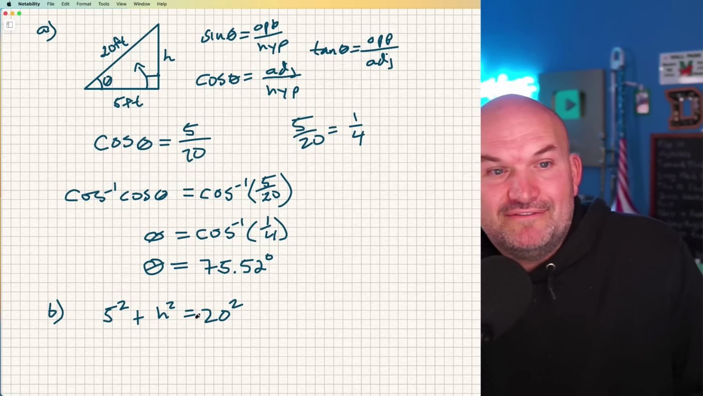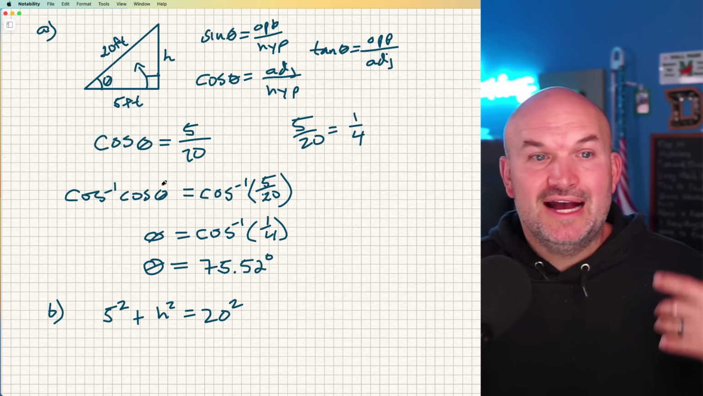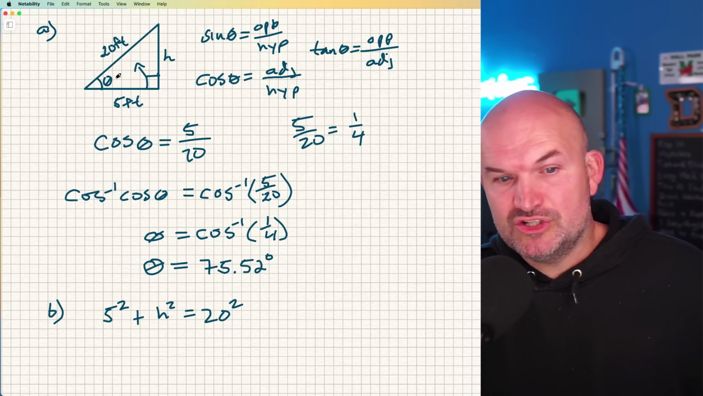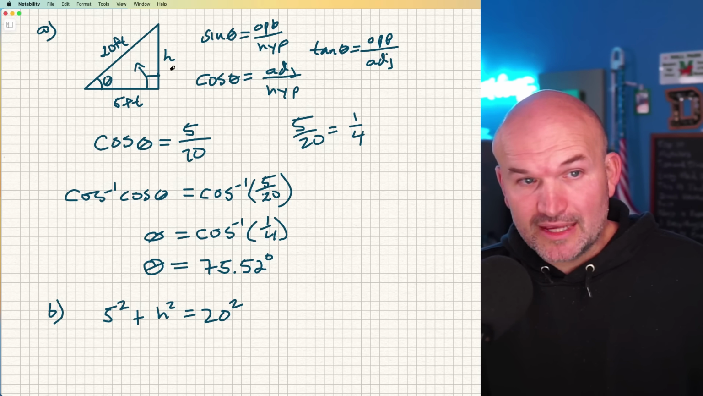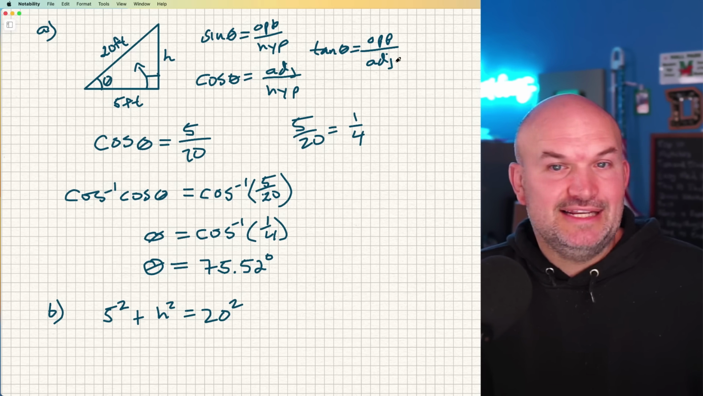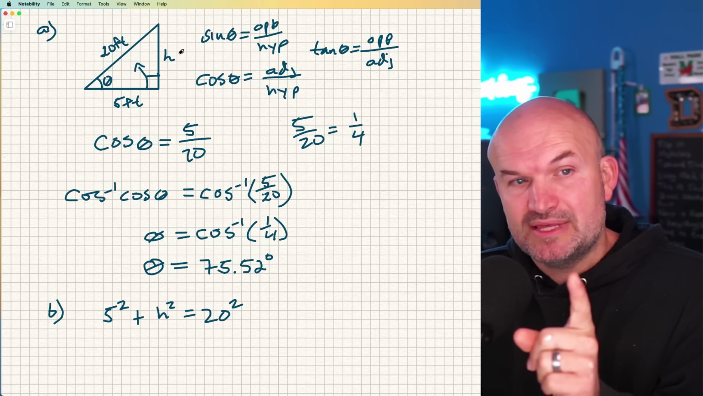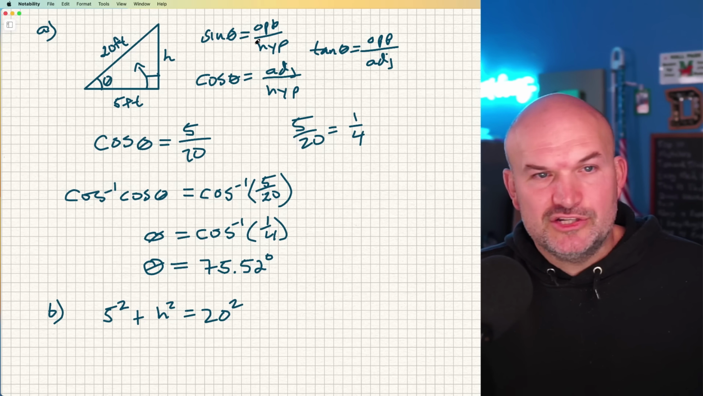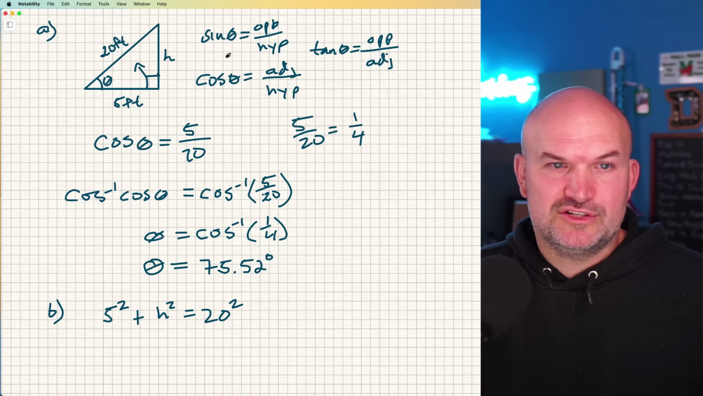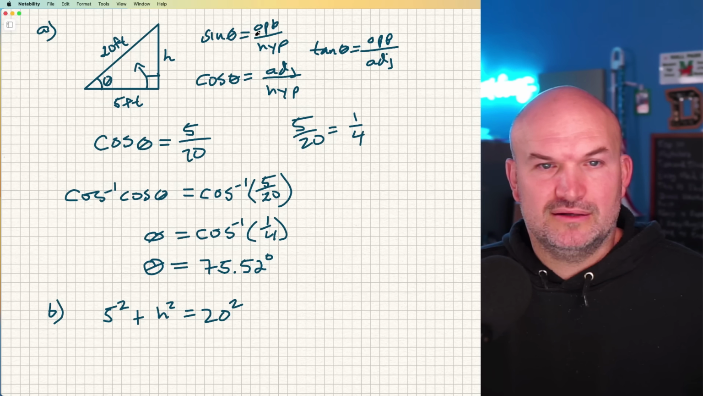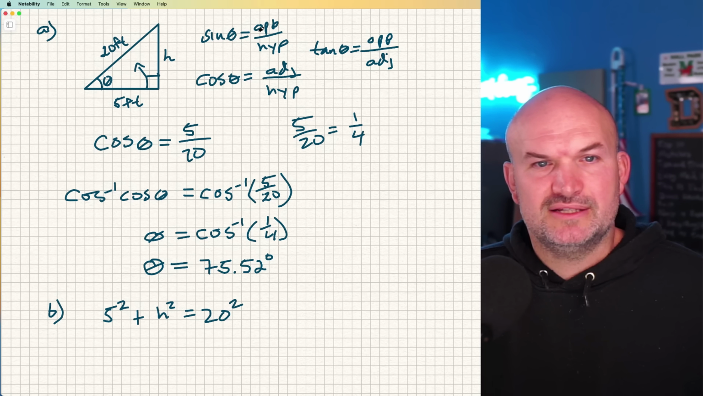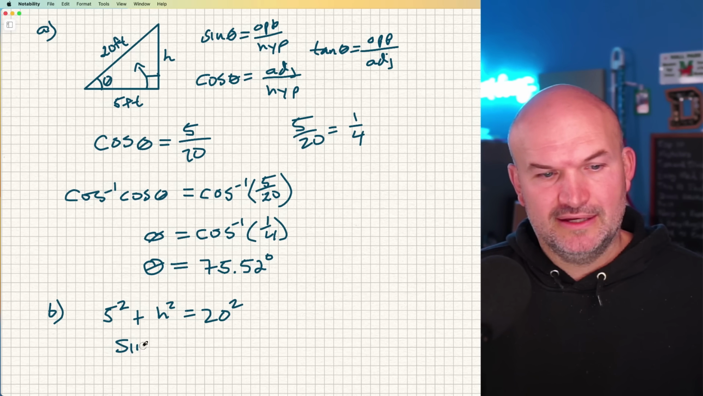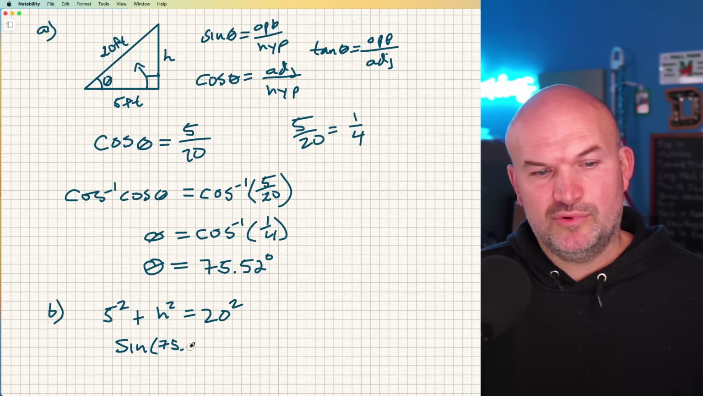However, since I already have this number inside of my calculator, I can also use my trigonometric expressions. If I know now what this angle is, which is 75.52, and I want to be able to figure out H, I can either use my tangent, because that deals with the opposite, or I can use the sine function. It doesn't really matter, but I'll use sine. So what I can say is the sine of 75.52.